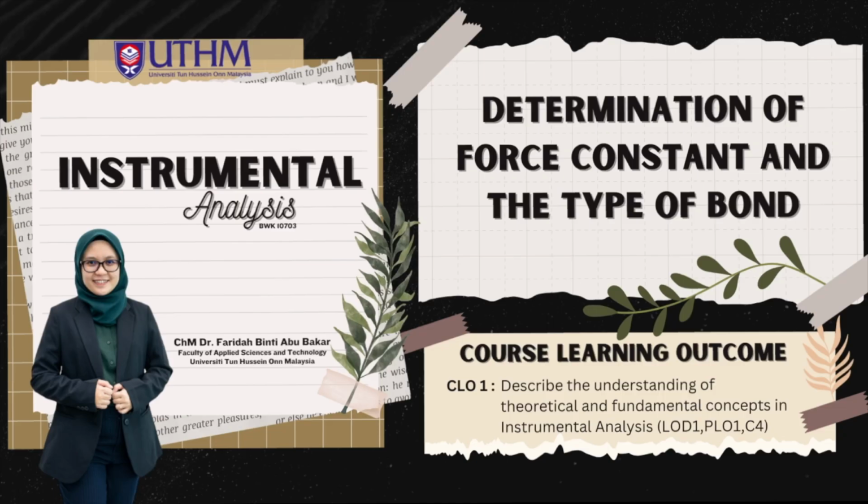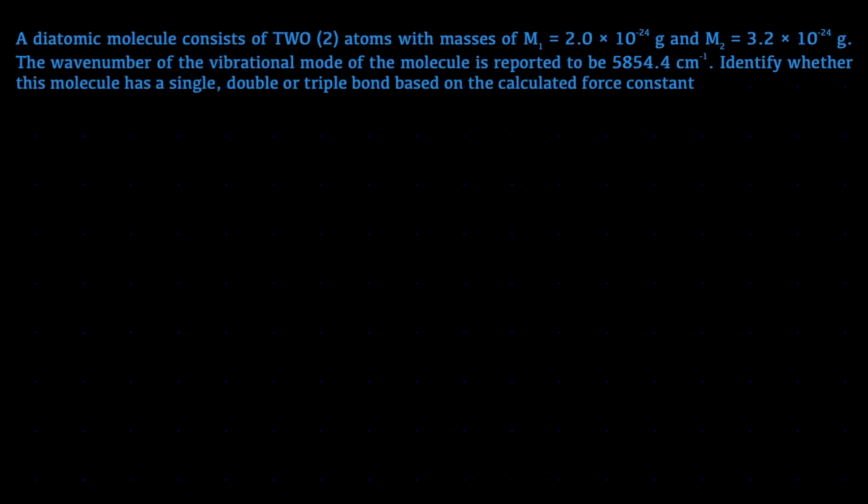In this video, we shall be learning about the determination of force constant and the type of bond. A diatomic molecule consists of two atoms with masses of m1 equivalent to 2.0 times 10 to the power of negative 24 gram and m2 equivalent to 3.2 times 10 to the power of negative 24 gram. The wave number of the vibrational mode of the molecule is reported to be 5854.4 per centimeter. Identify whether the molecules have a single, double, or triple bond based on the calculated force constant.